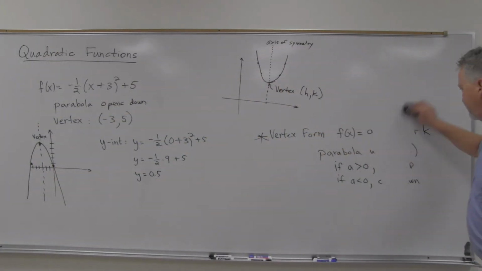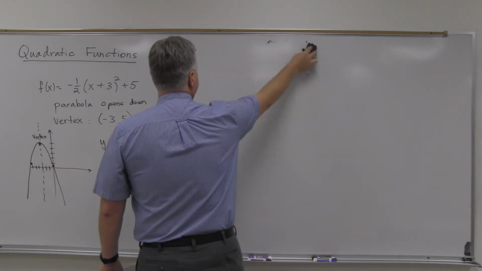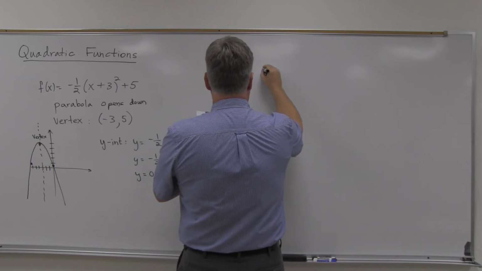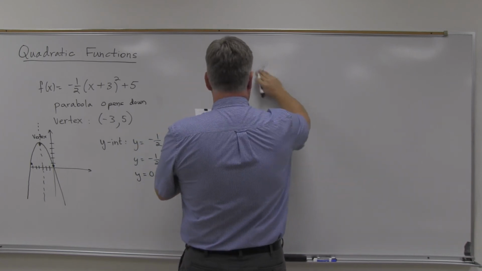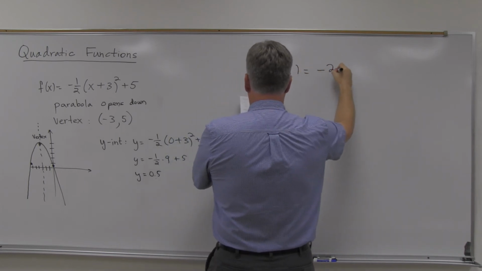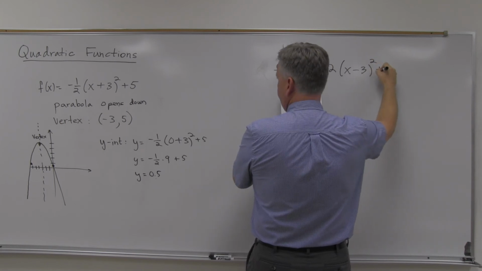All right, so those are fairly quick ones. Let's do another one. See how we do here. All right, number 2. Let's call it f of x equals negative 2 times parentheses x minus 3 squared, plus 11.